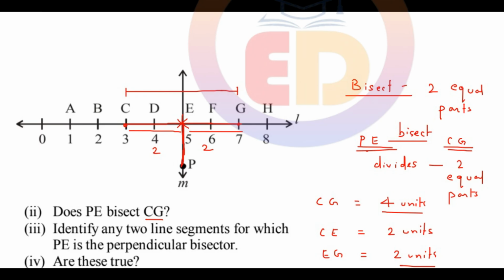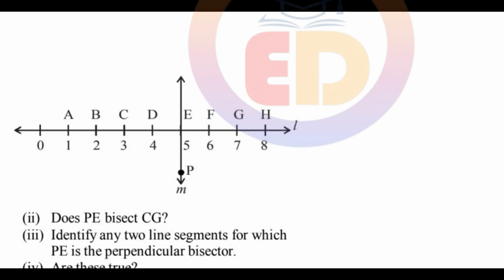Answer of the second question is yes. PE bisects CG, means PE divides the line CG into 2 equal parts. The third question: identify any 2 line segments for which PE is the perpendicular bisector.